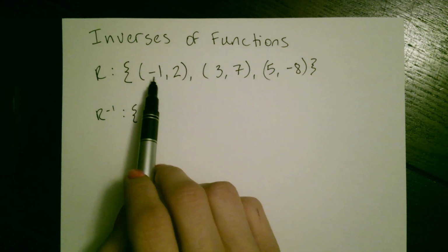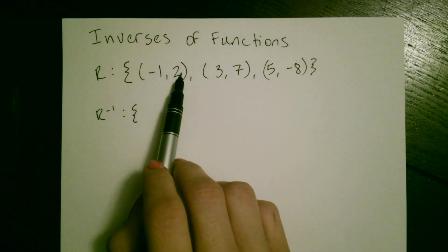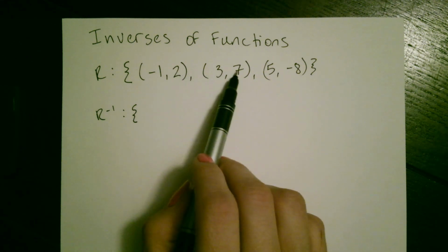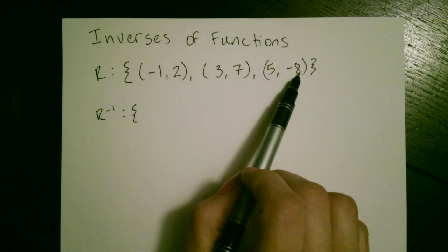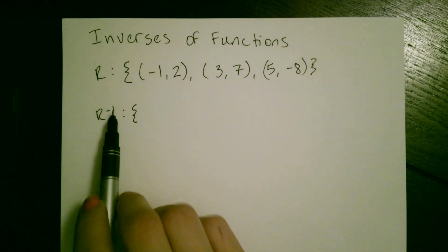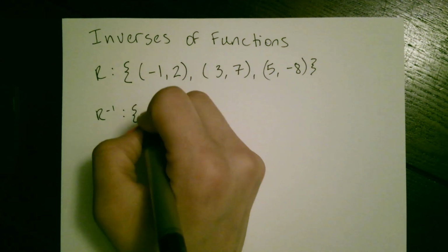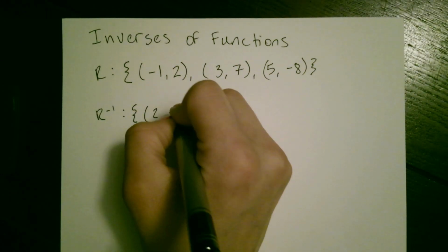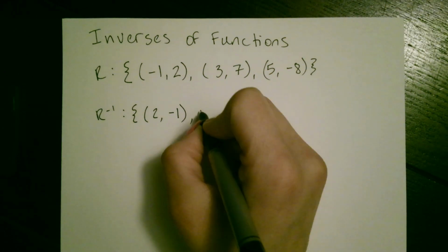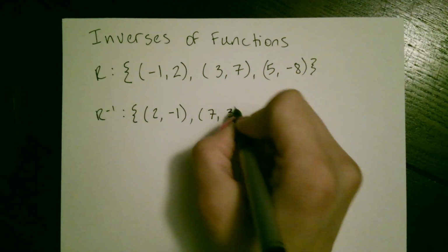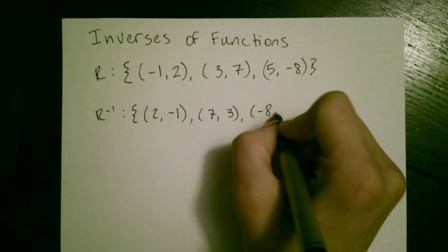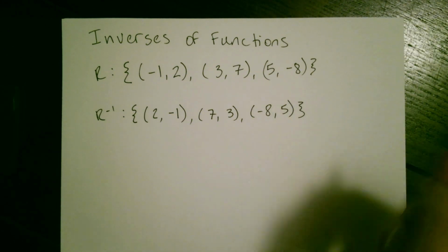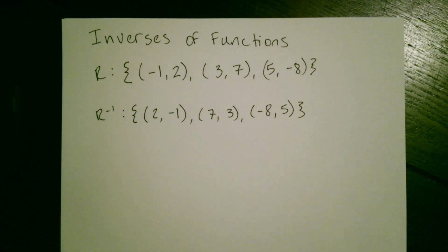Another way to say that is -1 maps or corresponds to 2, 3 maps to 7, and 5 maps to -8. In the inverse, that will be swapped. 2 will bring me to a -1, 7 will bring me to 3, and -8 will bring me to 5. So like I said, it's just the x and y values are swapped.